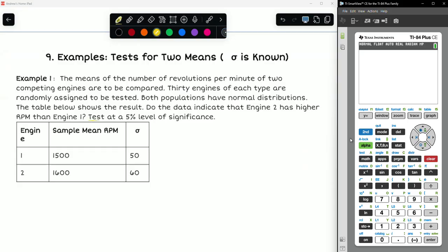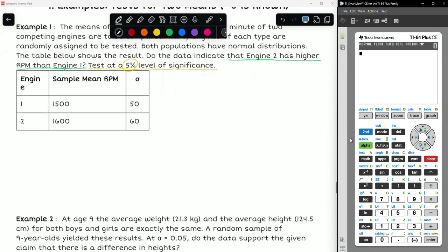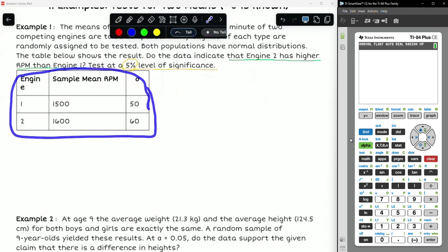So again, we're getting a nice, clear set of directions. They're telling us to perform a test, and they're giving us a level of significance. Alpha is 5% or 0.05. The other thing I'm explicitly told is I want to test the claim that engine 2 has a higher RPM than engine 1. I don't need to copy down all of my other information because they were nice in that they summarized it in a table, and this is very common.